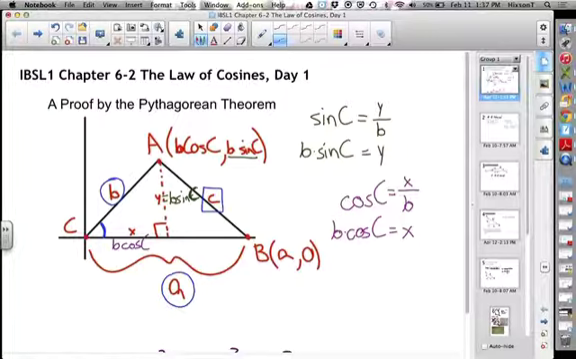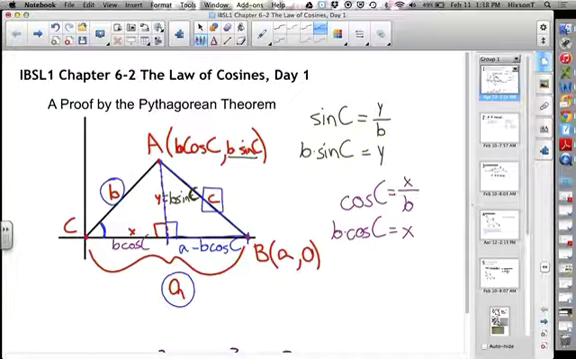Another way is to use the Pythagorean theorem. That's what we'll use here. Okay, so how are we going to do that? Well, if you look here, we have a triangle, a right triangle that C is the hypotenuse of. And I know that this side here is b times sine of C. Okay? So now all we need is an expression for this side going from here to point B. Can anyone tell me what that might be? Good. A minus b times the cosine of C.